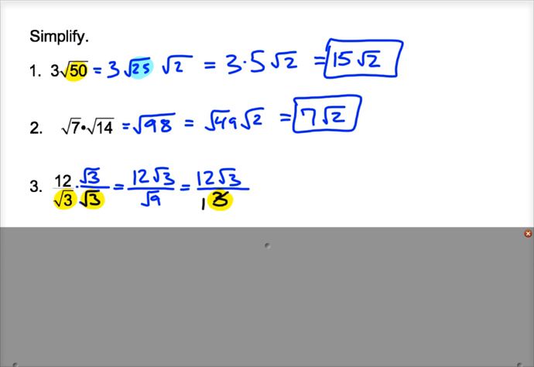Okay. Now, I do notice, though, that the 3 now in the denominator that's not under a square root is going to reduce with the 12, which is not under a square root. And I'm left with 4 square root of 3 over 1, and I don't need to write the over 1.